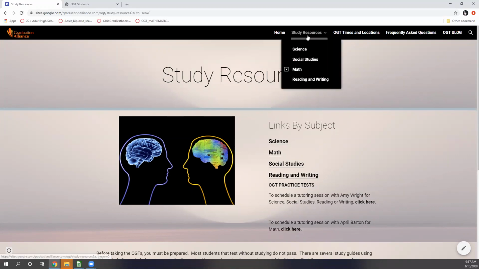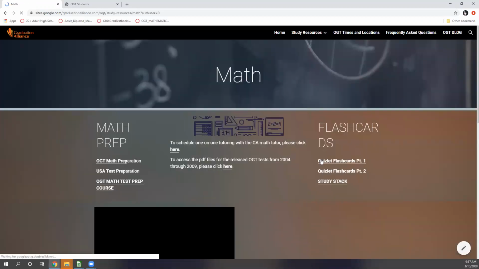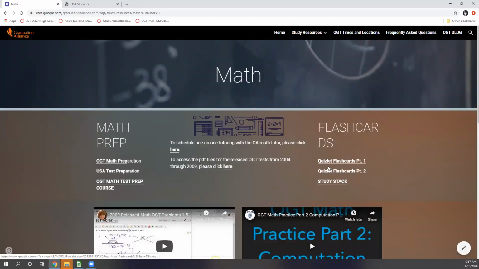So if you go to the study resources page, you can see it's broken down by subject. Here we'll go to the math tab. I've got some flashcards here. I'm not super sure how helpful those are, but these preparation web pages are really good. I think there's a couple of them where you can go into them and find out what your weaknesses are, where your strengths are, where you really need to focus.